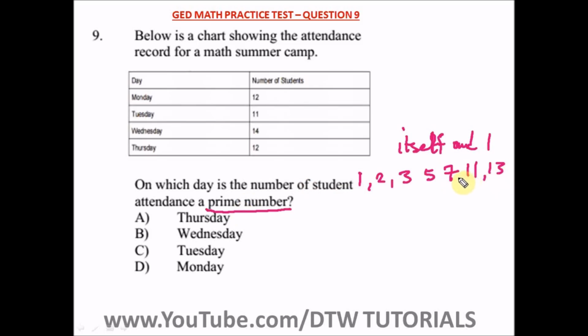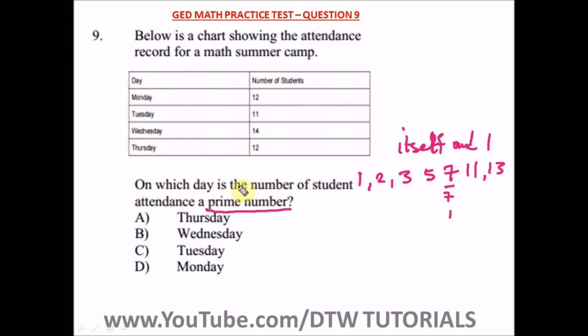These are numbers that can only be divided by itself, no other number, and 1. You can see that 7 can only be divided by itself and 1. 7 divided by 7 is 1, and 7 divided by 1 is still 7. So these are prime numbers. Don't forget the definition: they are numbers that can only be divided by itself and 1. So let's get back to our table here.